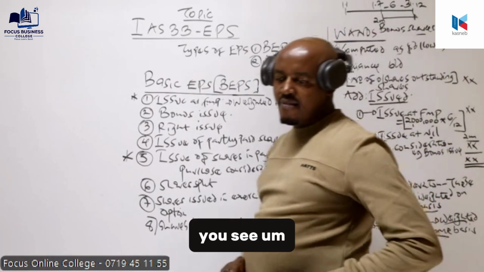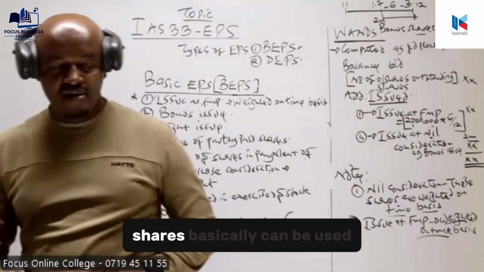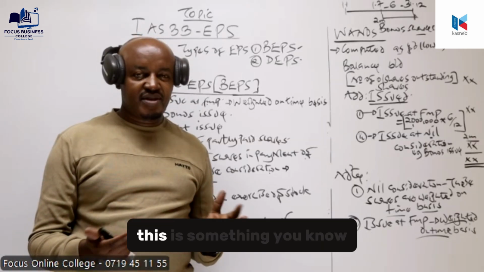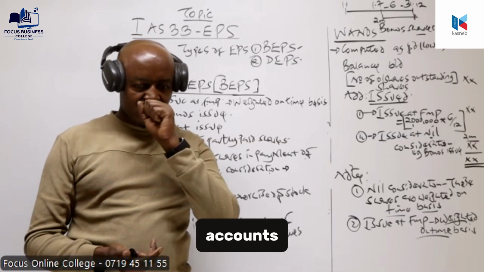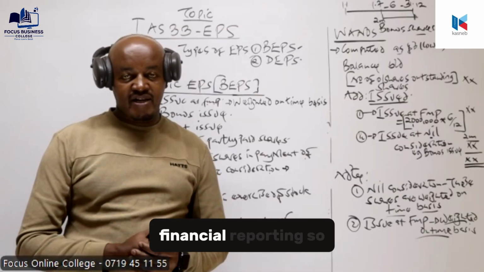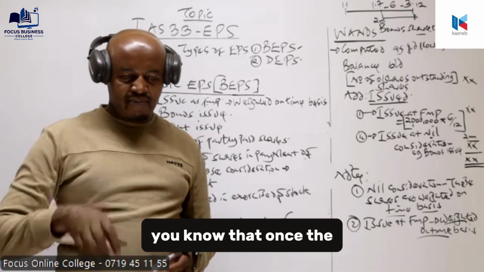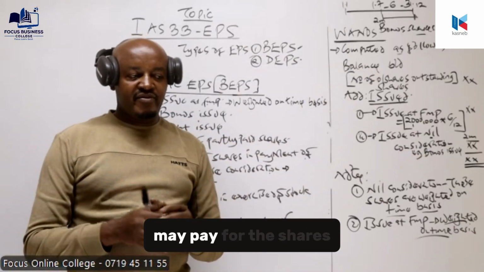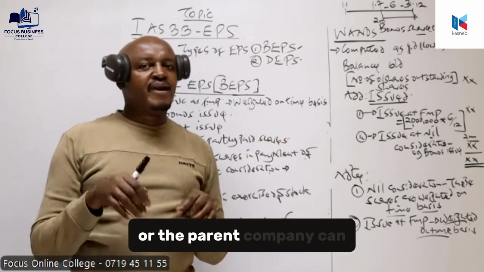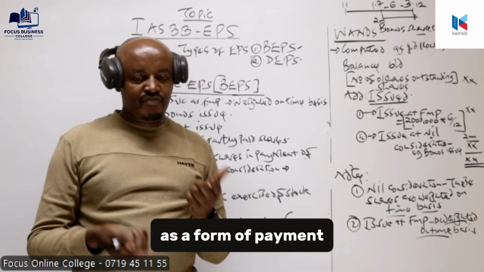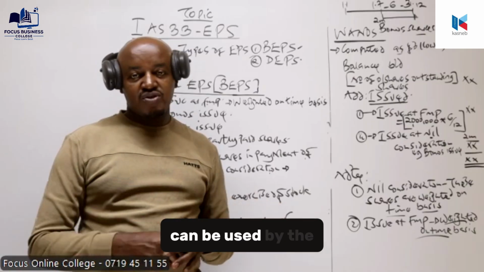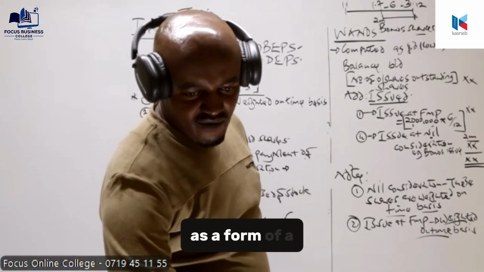You see, shares basically can be used by the company to make a payment. This is something you know from the topic of group accounts, what you did in FR, financial reporting. So you know that once the parent company has acquired the majority of the shares in the subsidiary, the parent company may pay for the shares acquired in cash, or the parent company can issue its own shares as a form of payment. So shares can be used by the company as a form of payment.